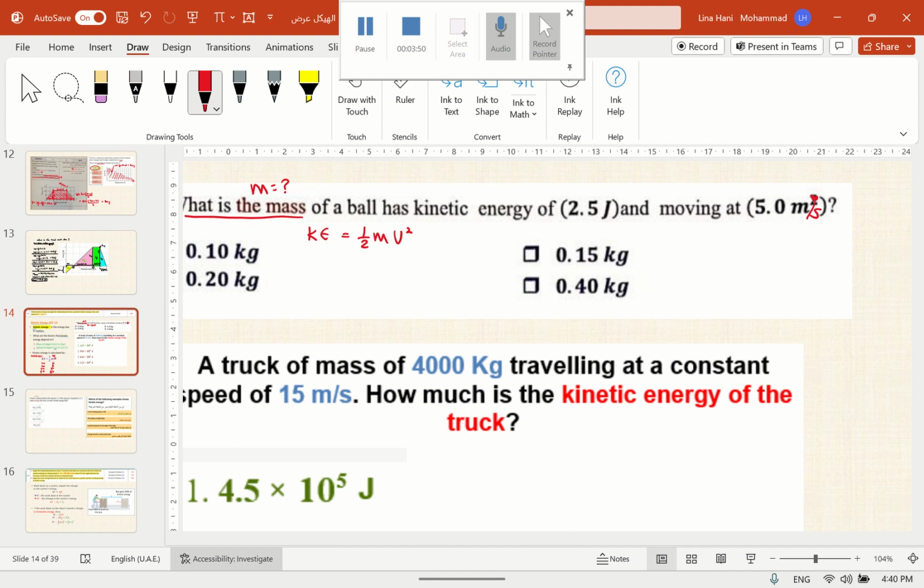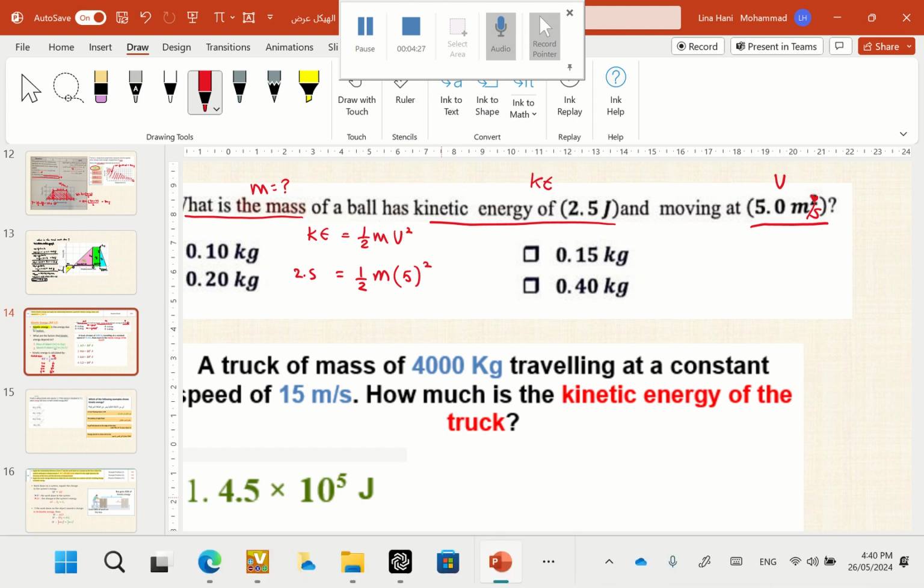We have the calculator, we can solve. Given is the kinetic energy, 2.5 joules, and moving at 5 meters per second. Given also is the velocity. We will substitute each value by its amount, and the unknown we will solve on the calculator with shift solve. Kinetic energy is 2.5, so I put 2.5. Half. Mass is the unknown, so I put x in the calculator. V squared, which is 5 squared.